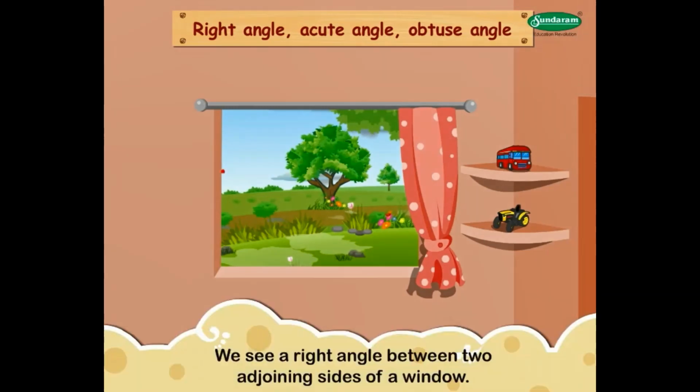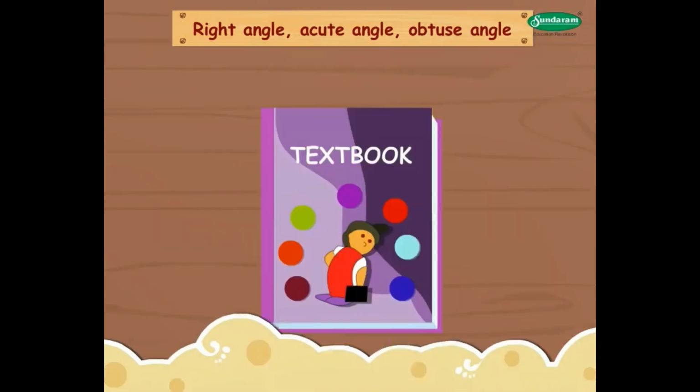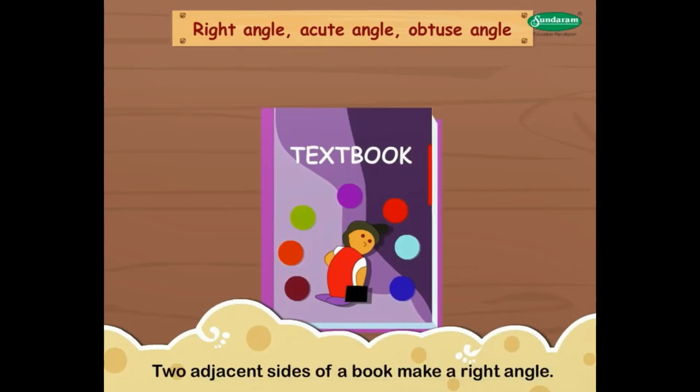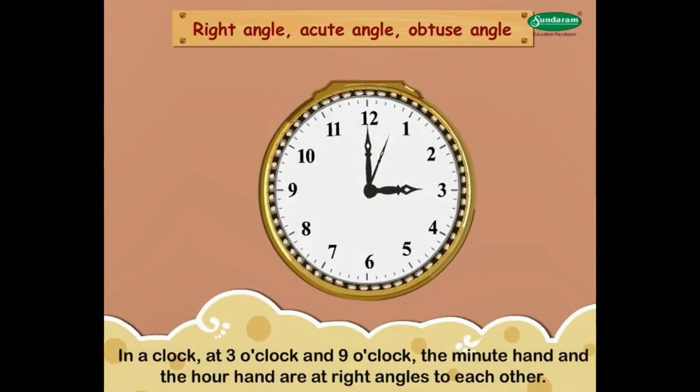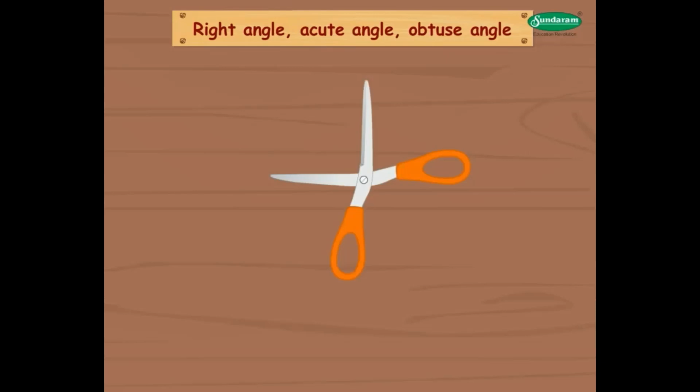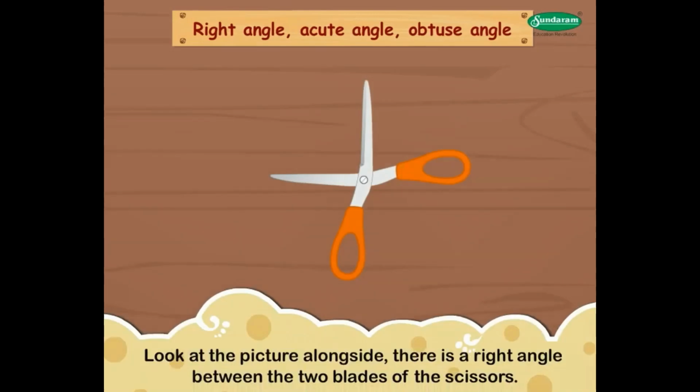We see a right angle between two adjoining sides of a window. Two adjacent sides of a book make a right angle. Have you seen a clock? In a clock, at 3 o'clock and 9 o'clock, the minute hand and the hour hand are at right angles to each other. Look at the picture alongside. There is a right angle between the two blades of the scissor.